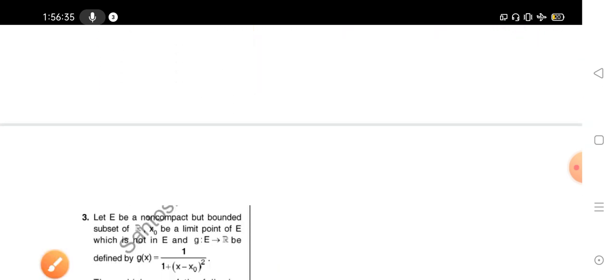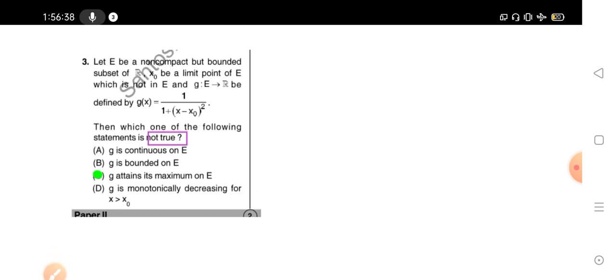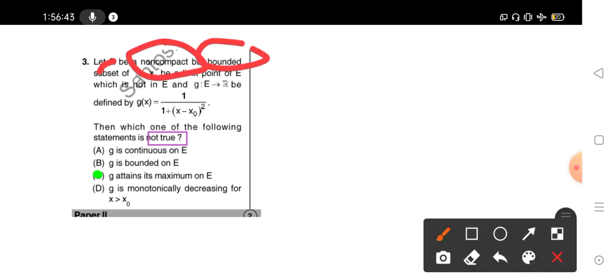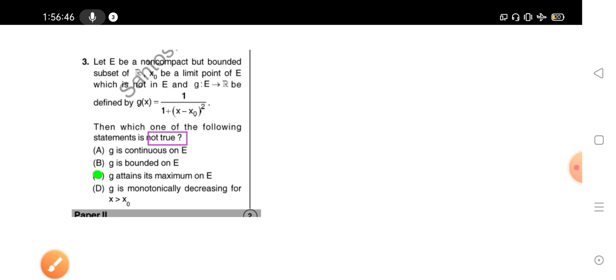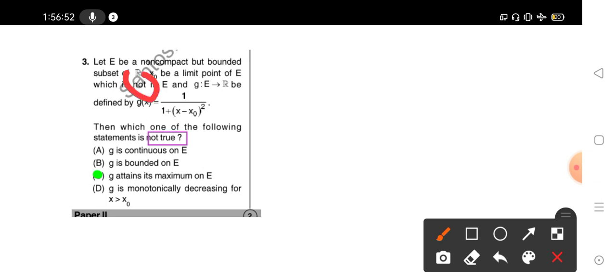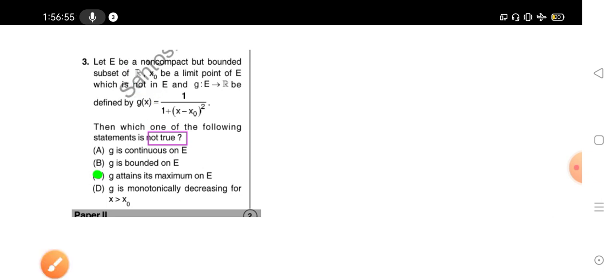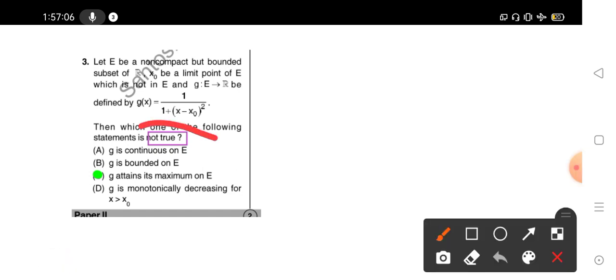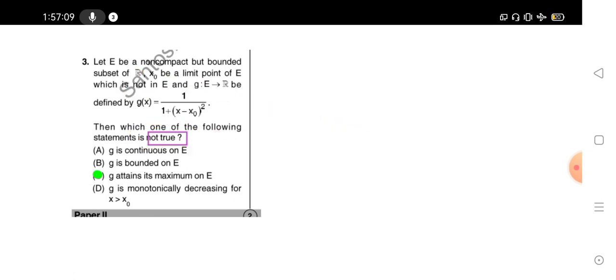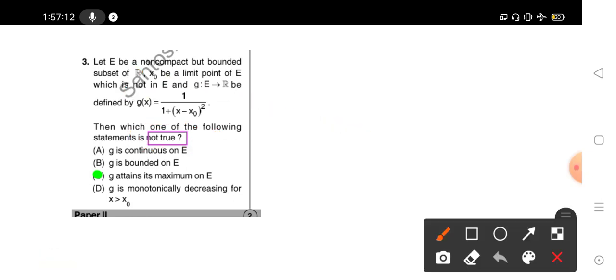Next question, let E be a non-compact but bounded subset of R, x not be a limit point of E which is not in E, and g from E to R be defined by g of x equal to 1 upon 1 plus x minus x naught square. Then which one of the following statements is not true? Here the option is g attains its maximum on E. This is also repeated.